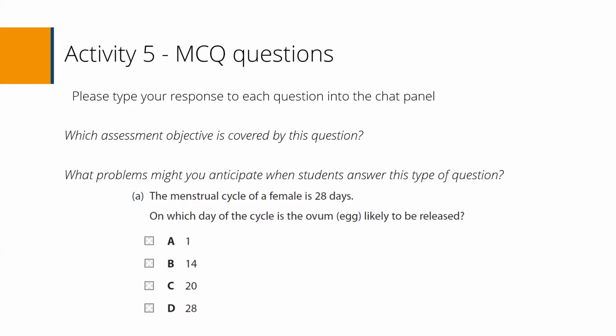Unless they securely know that the answer is 14, they might think, oh, maybe it's 20, or maybe it's one. So what I say to my students is, if it's a simple, straightforward question like that, answer it in your mind before you look at the alternative answers. If it wasn't multi-choice and the question was on which day of the cycle is the ovum likely released, I'd go, it's 14.